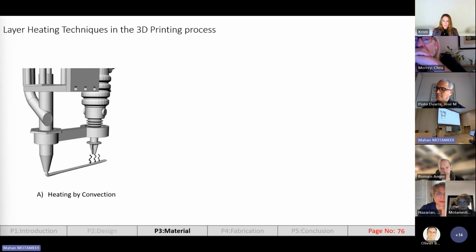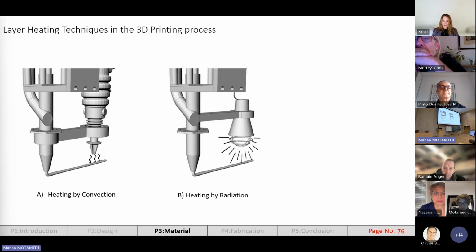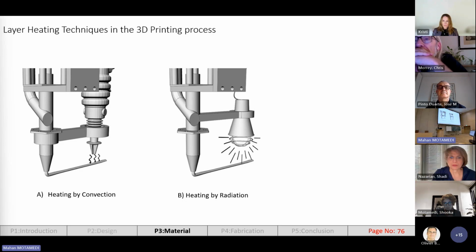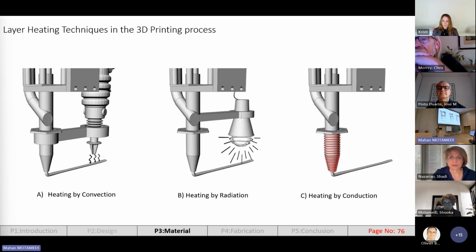So in order to apply the evaporation technique in the 3D printing process, we have three different methods. First is by convection. As you can see here, we have a nozzle with a heat gun installed beside, and we heat the layer after it's deposited from the nozzle. The second one is by radiation. So instead of a heat gun, we can have a heat lamp. And the third one is by conduction, in which we have a hot wire covering the printing nozzle, and it heats the material when it's inside the nozzle, and the evaporation will happen after it's deposited.